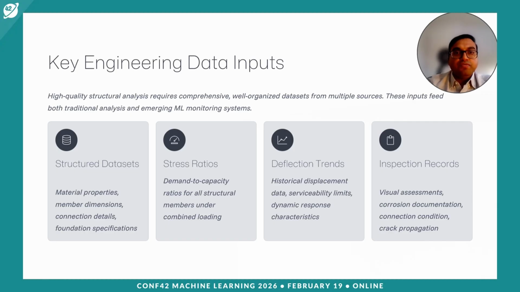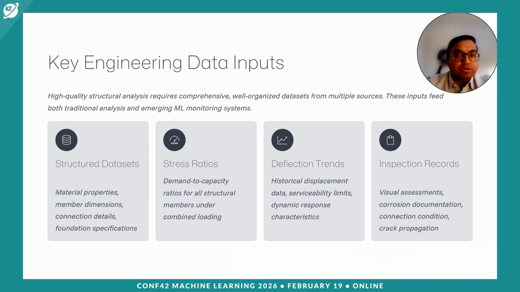High-quality data is the foundation of any analytics or machine learning initiative. In structural engineering for telecom towers, the key data inputs come from multiple sources that must be integrated. Structural data sets include material properties such as steel grade, yield strength, member dimensions, including leg sizes, bracing patterns, bolt sizes, connection details, foundation specifications, etc. These are the building blocks of any structural model.